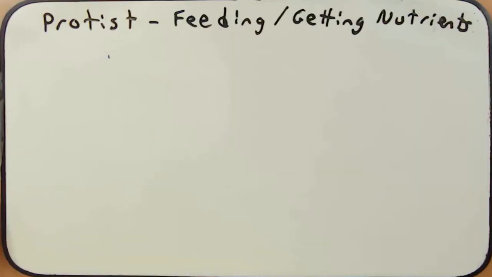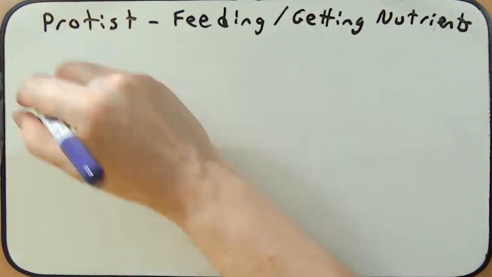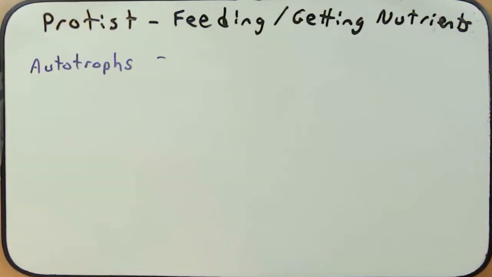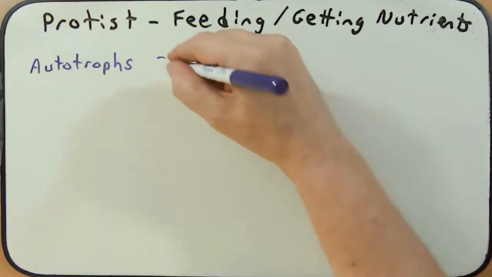Let's move on to this next adaptation that protists have. And these adaptations we're going to talk about are going to be associated with how protists have adapted to feeding and obtaining nutrients. Many protists are autotrophs. And remember, autotrophs are organisms that can make their own organic nutrients.